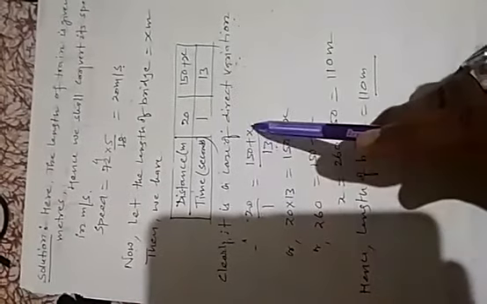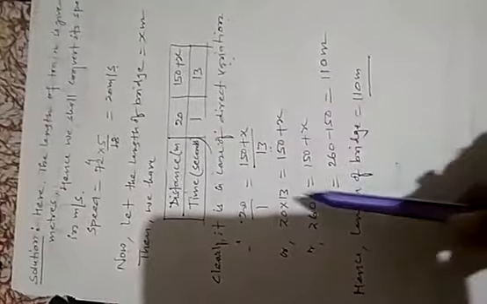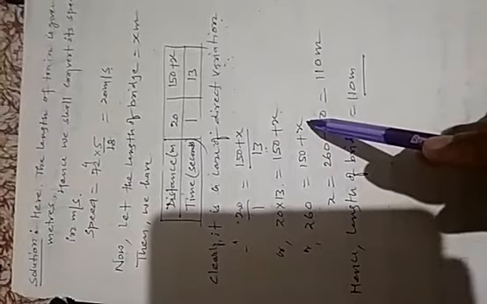Now, we multiply: 20 into 13 is equal to 1 into 150 plus x, which is 150 plus x. The product will be 260 is equal to 150 plus x. Therefore, x is equal to 260 minus 150, which is 110 meter. Hence, the length of bridge is equal to 110 meter. Clear?